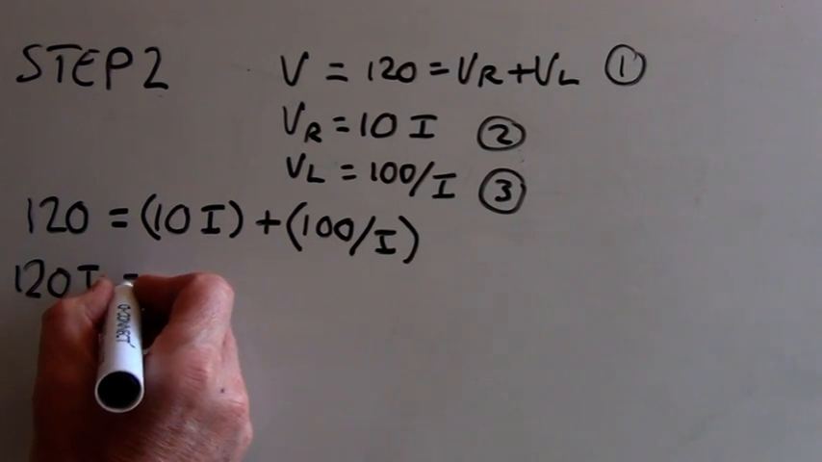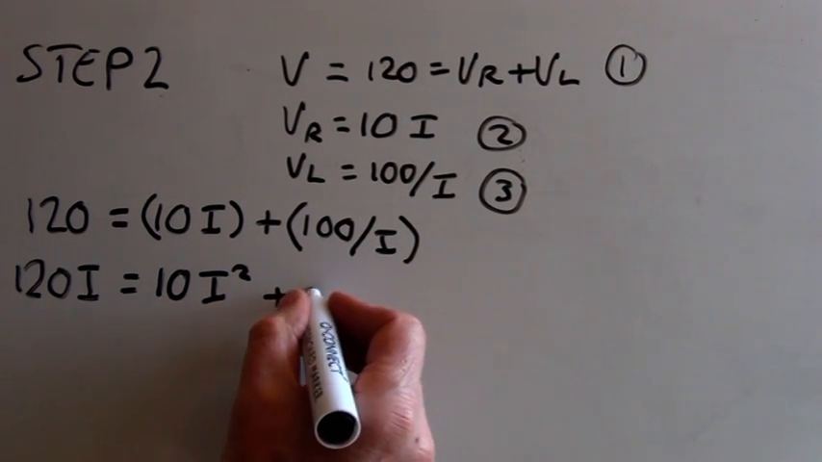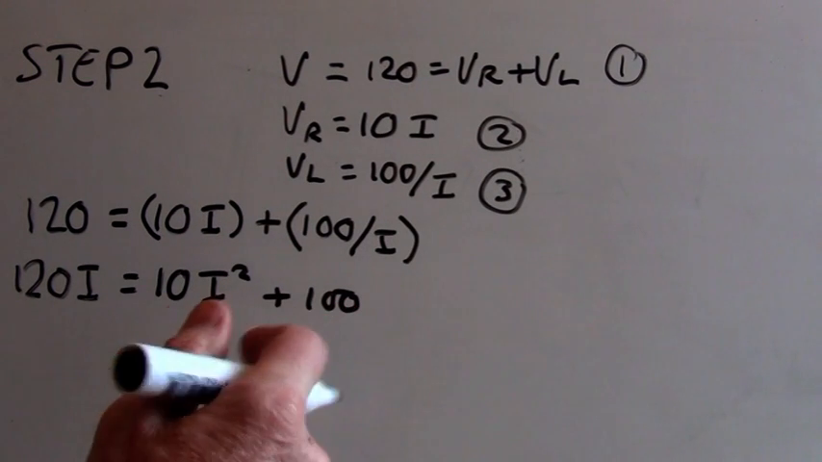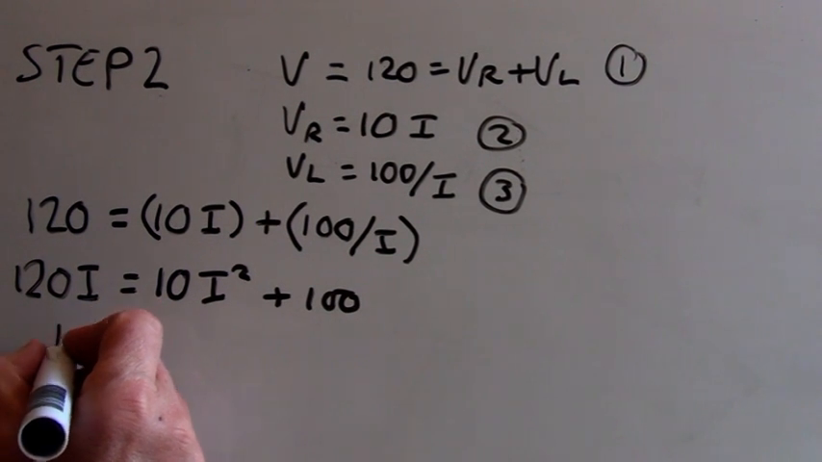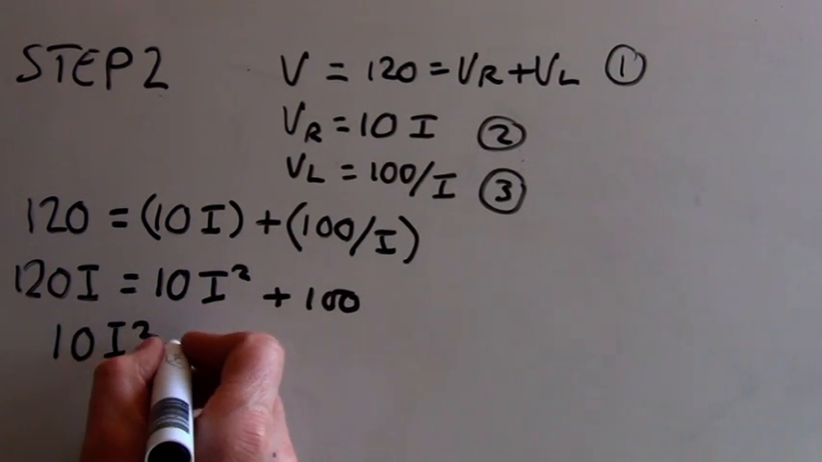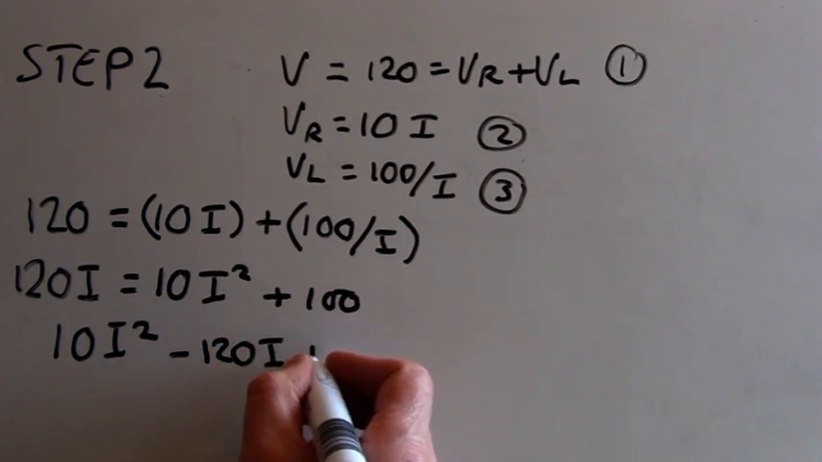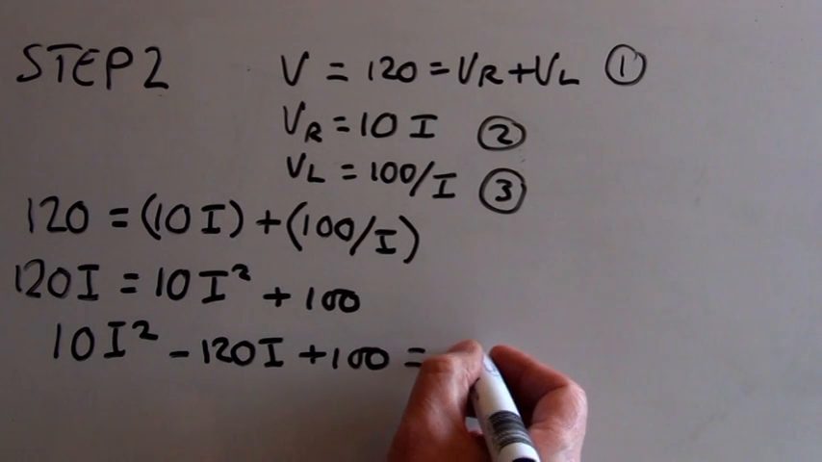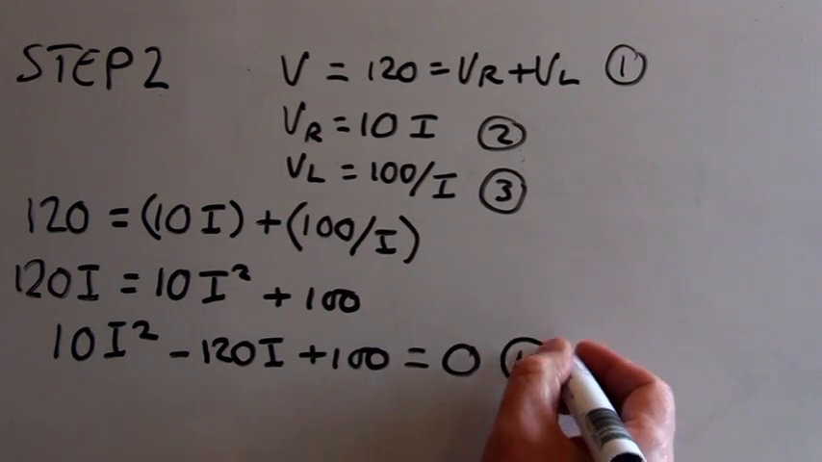So we say 120I equals 10I squared plus 100. So if we move this over to the right hand side, and we'll write it as a quadratic as well, we get 10I squared minus 120I plus 100, and that equals 0. We'll label that as equation 4.